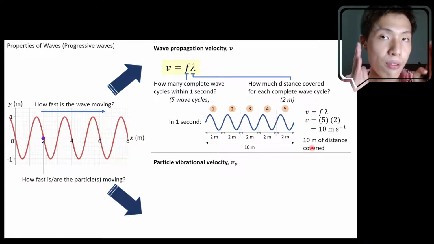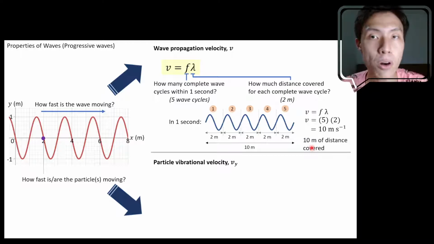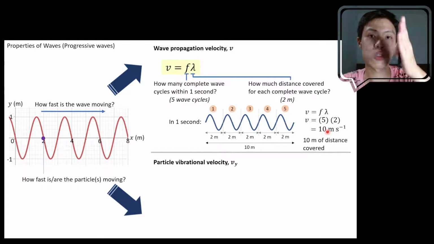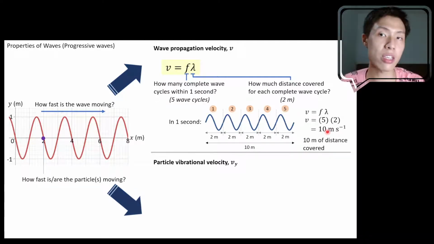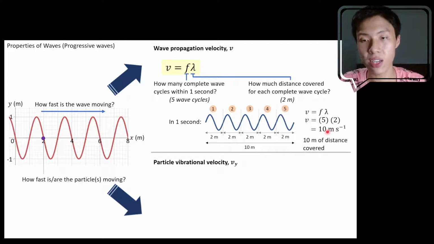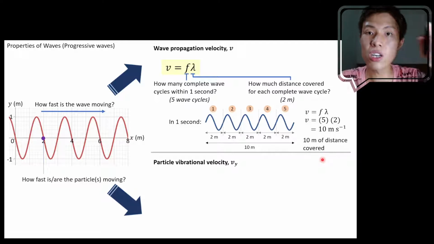So you cover 10 meters of distance per second. That is just wave propagation velocity. That means for every second that has passed, the wave travels by 10 meters, in this case to the right. Every time you start your timer, then 1 second has passed, you see the wave.